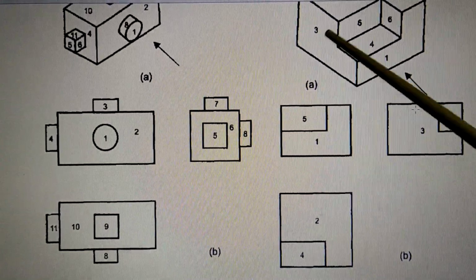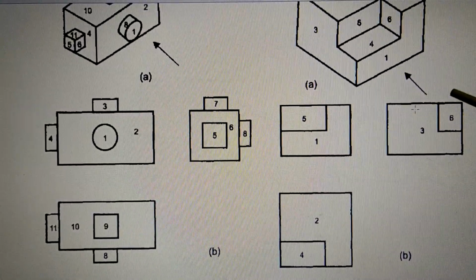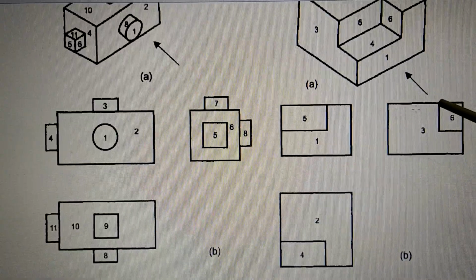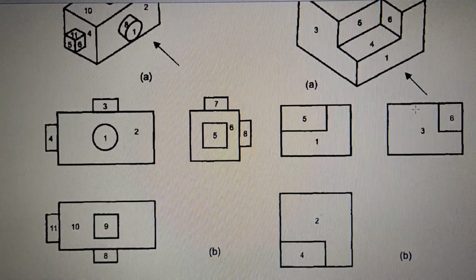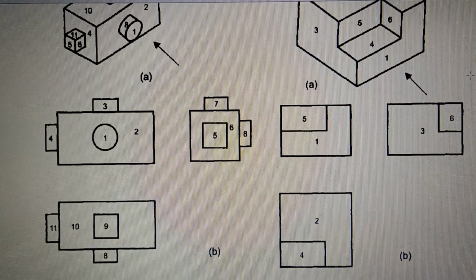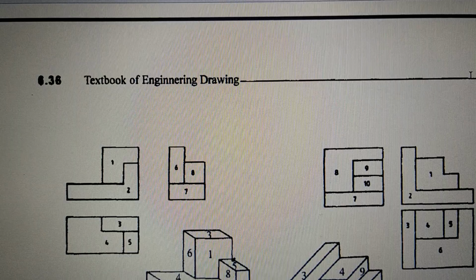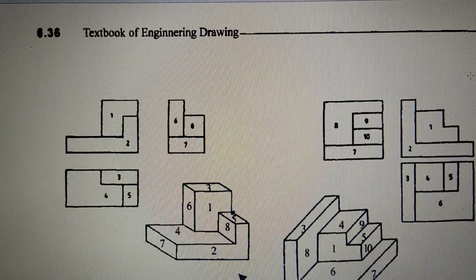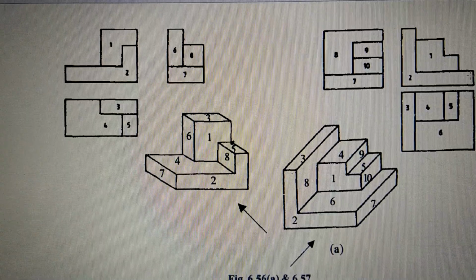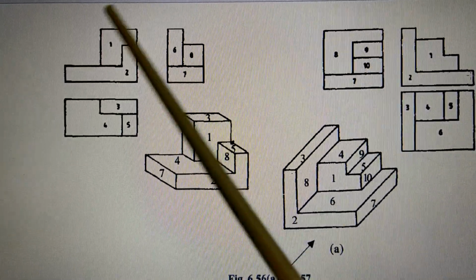Now the left hand side view, when you see from this direction, this 3 is here, this 6 is here, 5 and 4, this is 5, this is 4, above is surface 2, this line is 2. Now the remaining figures you can examine yourself.